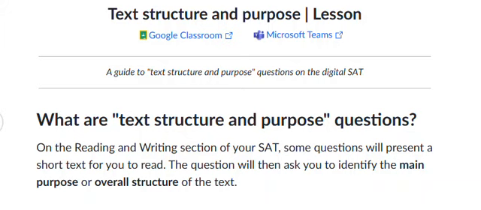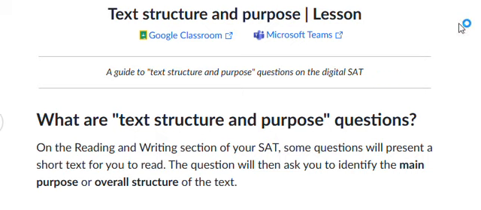Today we will be learning about text structure and purpose questions that come in the reading and writing section of the SAT. These questions are very easy, and you just need to identify the main purpose and overall structure of the text. Purpose is more like what it is written about, and structure is why the writer chose to write it that way.